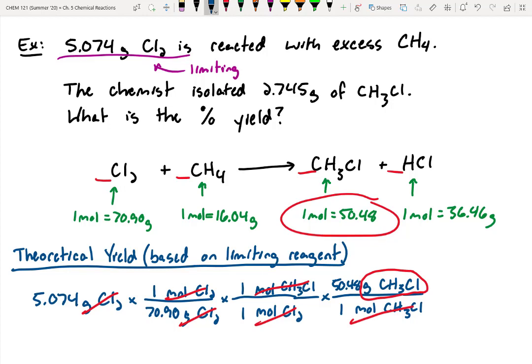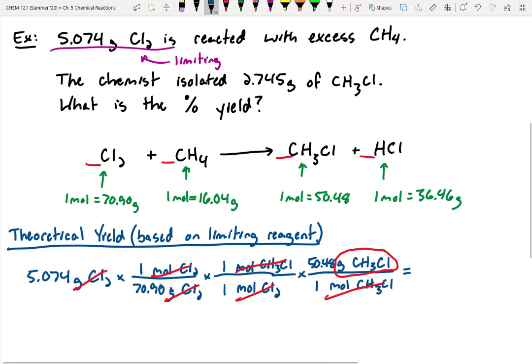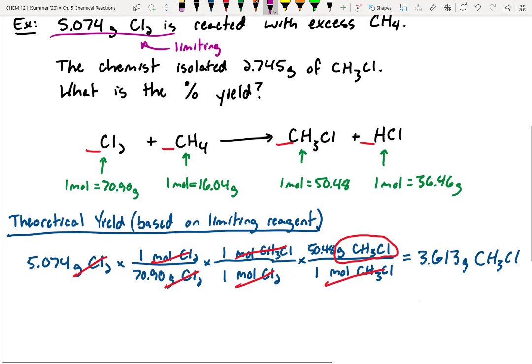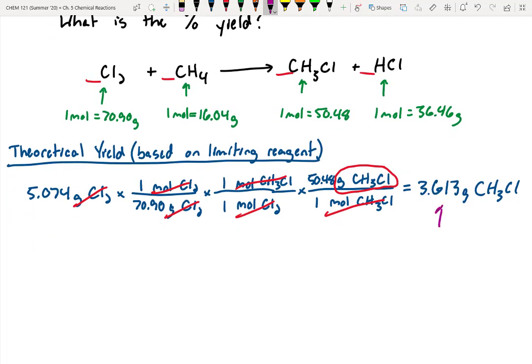And we're going to be left with our grams of product. And if you go ahead and crunch this in your calculator, you should get a value out, which is 3.613 grams of chloromethane. And this, we said, is our theoretical yield.